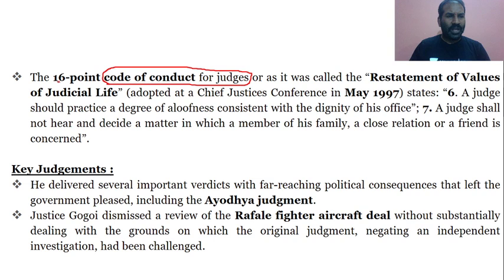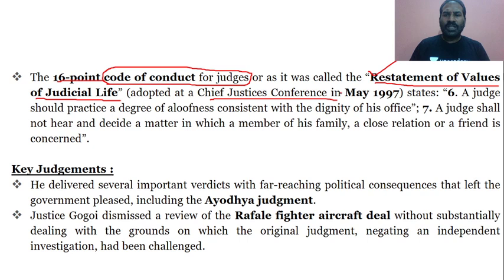So you have a 16 point code of conduct for judges, and it is also called the Restatement of Values of Judicial Life. Again, for prelims, the code of conduct can also be called the Restatement of Values of Judicial Life. It could be one of your statements, and the question says which among the following statements is wrong. This 16 point code of conduct, or Restatement of Values of Judicial Life, was adopted at a Chief Justices' conference in May 1997, again from a prelims point of view.